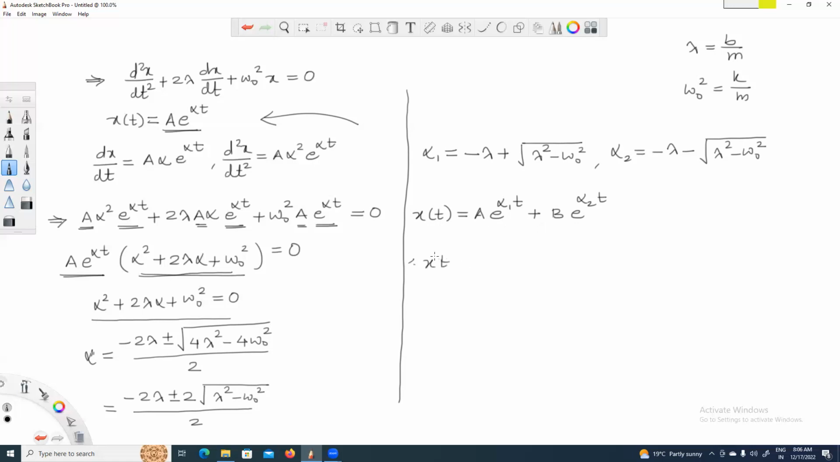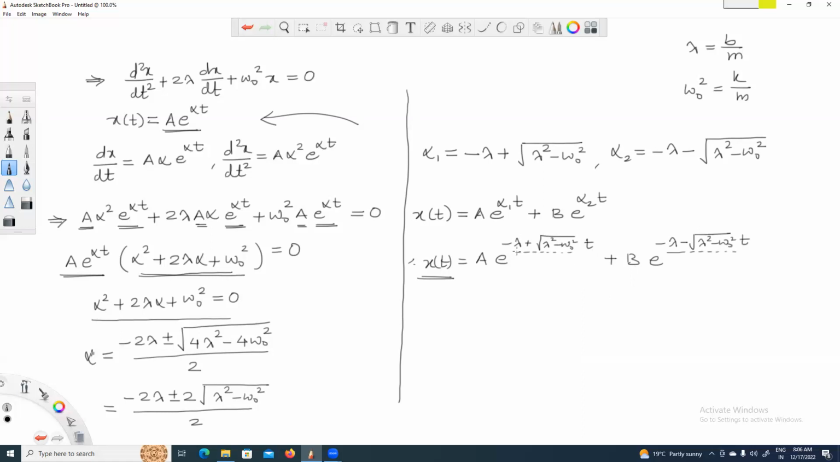So write this down. x of t would be a e raised to minus lambda plus square root of lambda square minus omega naught square times t, plus some other constant times e raised to minus lambda minus square root of lambda square minus omega naught square times t. Now, note this down here. This solution, the displacement x of t as a function of t, entirely depends on this particular exponent, the first one and the second one. So based on the values of these exponents, we are going to categorize these damped oscillations into three types. So let us see how.